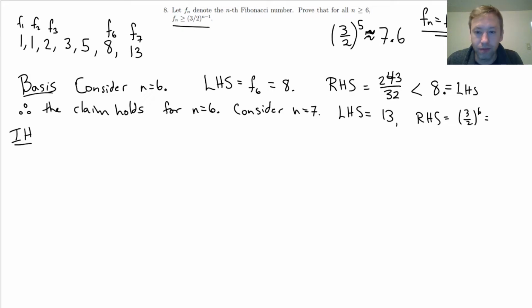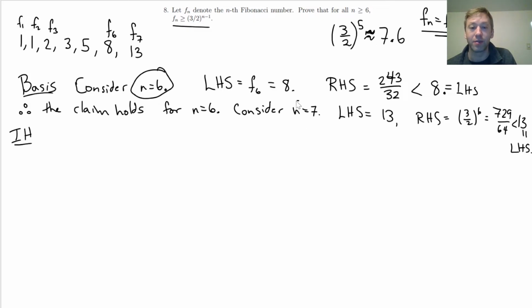11.39, or let's say 729 over 64. And the point is that this is less than 13, which is equal to the left-hand side. So it also holds for n equals 7. Okay, so my basis, to be clear, is the cases n equals 6 and n equals 7. The reason I'm doing two basis cases is because when I do the inductive step, I'm going to need to use two previous cases.